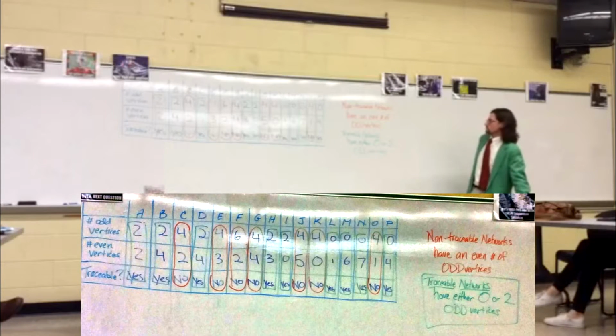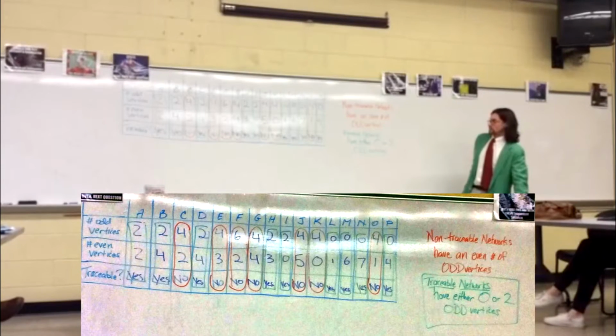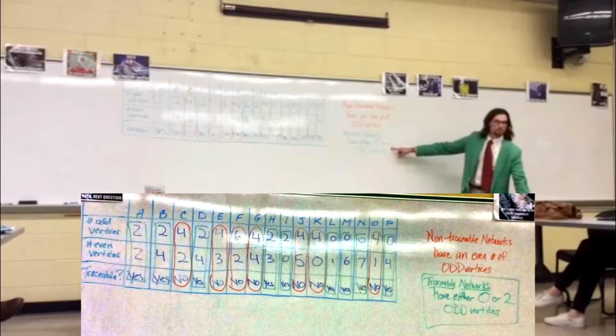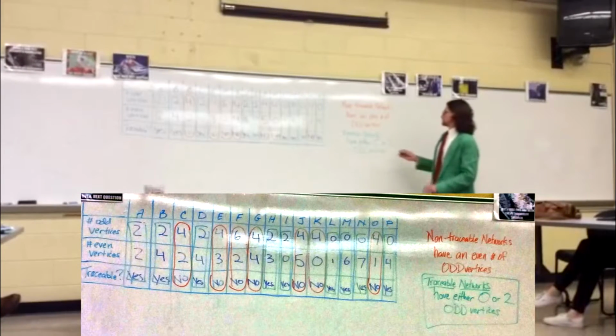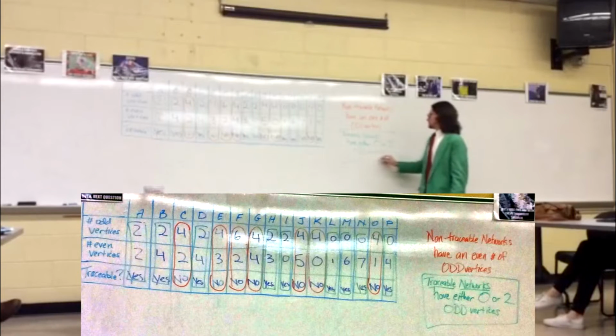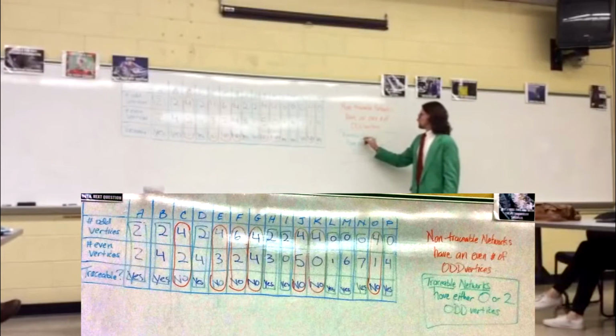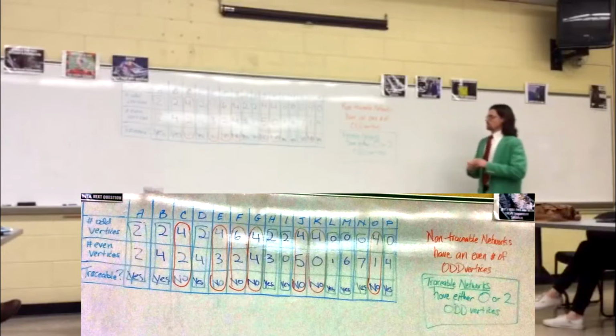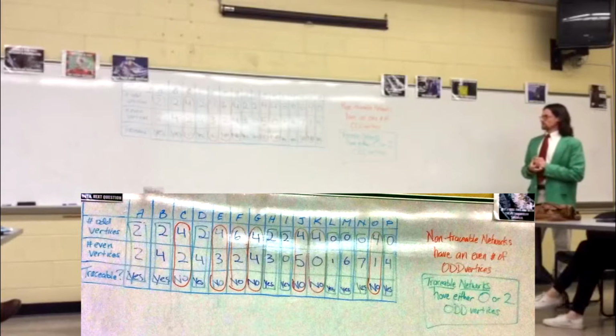Could I say traceable networks have an even number of odd vertices? Well, yeah, but there's a limit. So which is a more restrictive definition? The traceable networks, because this says you can only have these two things. So there's your definition. What Euler discovered.